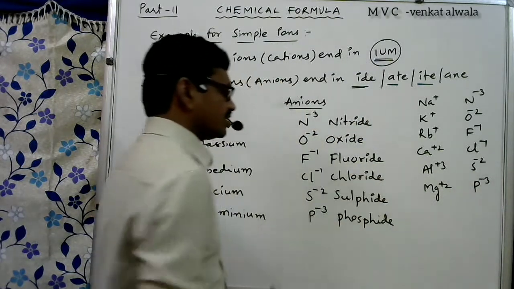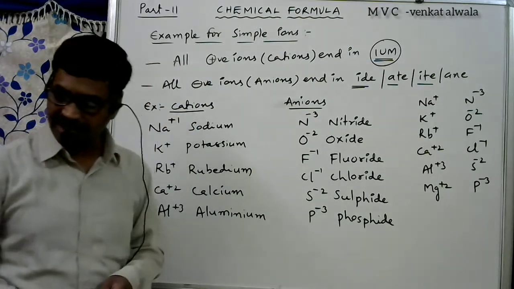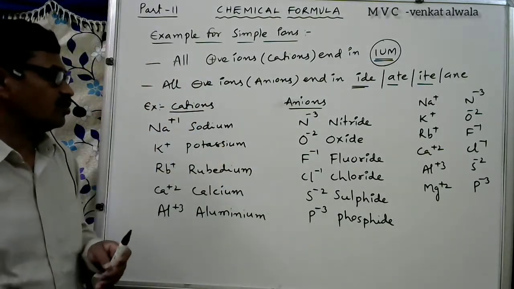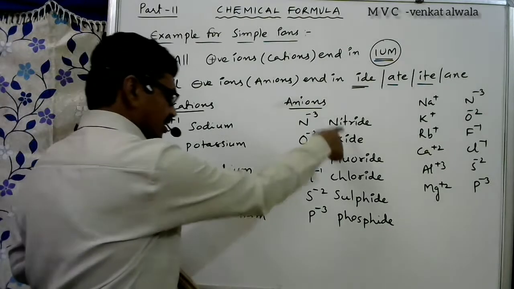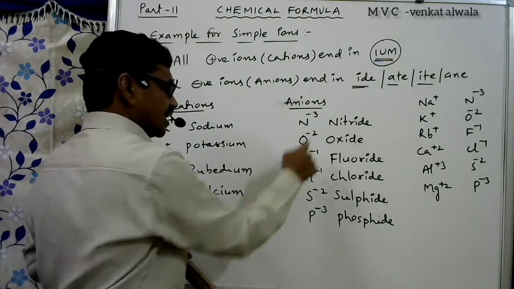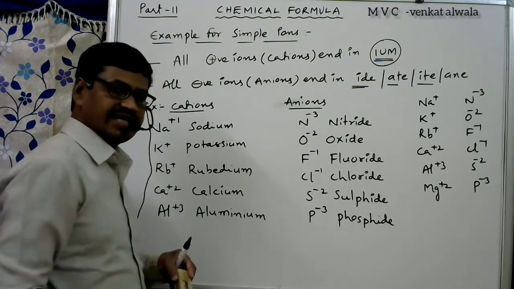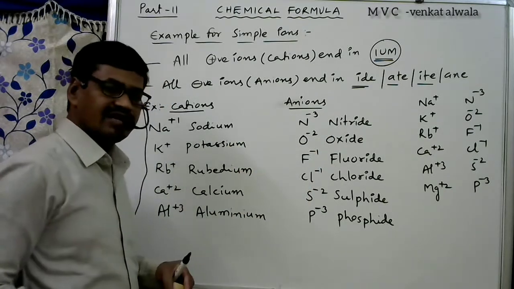They are different anions. Some cations are given, some anions are given. By using these, we can write their formulas. So here I have written the clear names also: N minus 3, nitride ion; O minus 2, oxide ion; F minus 1, fluoride ion.